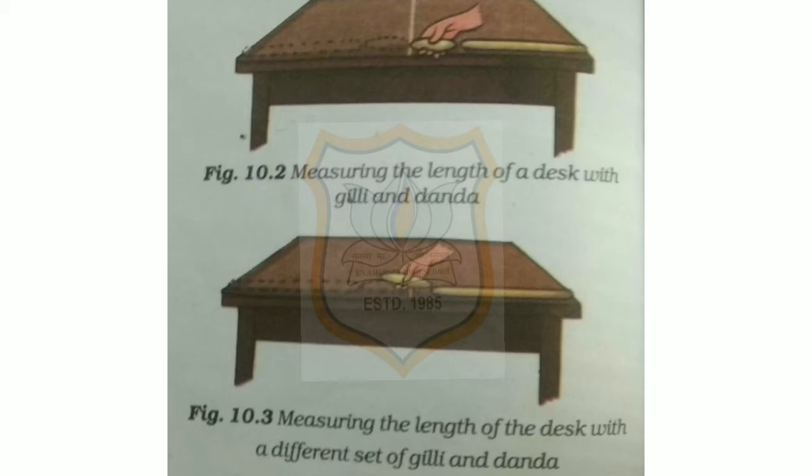The desk seems to have a length equal to two danda lengths and two lengths of the gilli. Drawing a line in the middle of the desk leaves each of them happy with a half of the desk, equal to a danda and a gilli in its length. After a few days, the marked line gets wiped out.